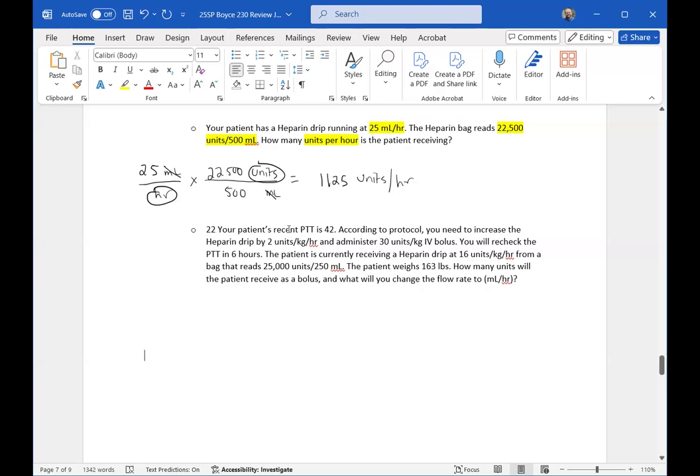So the first thing it tells you is they did the prothrombin time and they find out that number is 42. I think it's 42 seconds. Then it says, according to the protocol, you need to increase the heparin drip by 2 units per kilogram per hour. Okay, so we really don't know what the original one is yet, but we're going to get there. Then it says to administer a 30 unit per kilogram IV bolus.